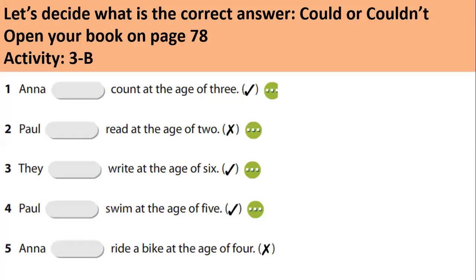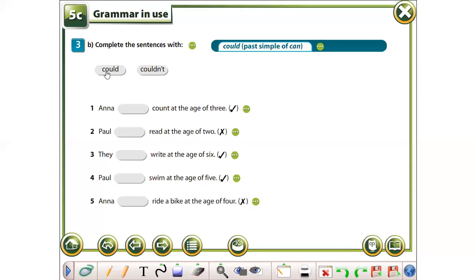In your book, you have this activity on page 78. It's actually activity 3B. And let me go back to the book. Okay. In the book, we have it here. So basically what we have to do is decide if it's could, which is affirmative, or couldn't, if it's negative, okay?